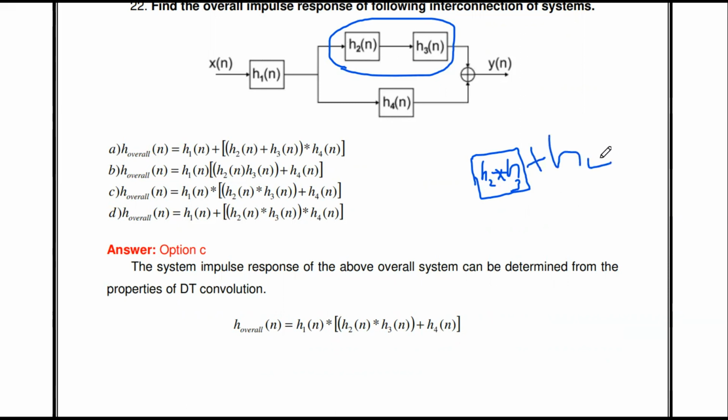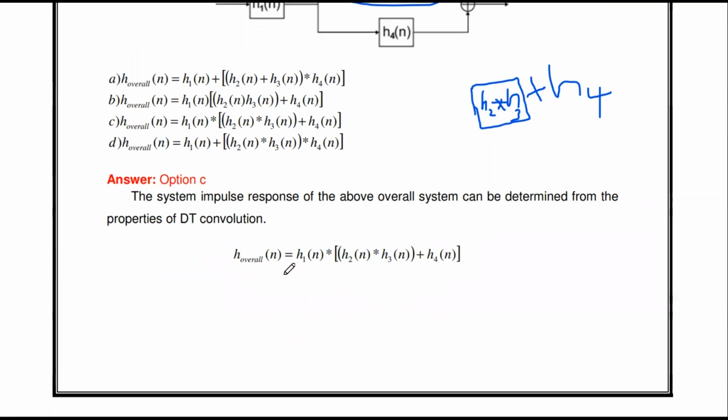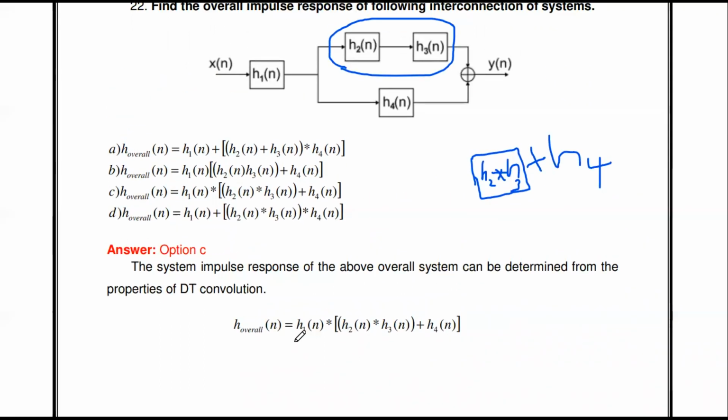Then this one is in series, that is, in cascade with H1. In cascade, we have to take convolution. So H1 of n convolution with this entire answer. What is the entire answer? First these two things are convolved, H2 convolution with H3, in parallel with H4, so plus H4. So this is the overall impulse response, and option C is the correct one.